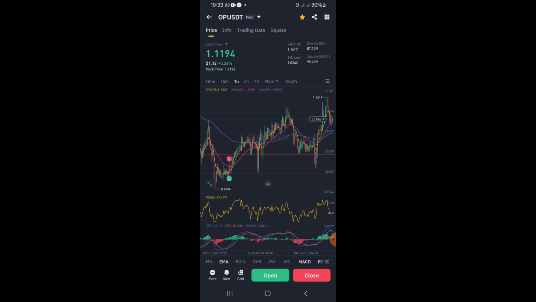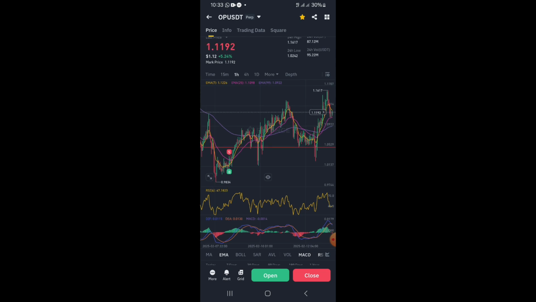So let me explain this MACD for you. We call it moving average convergence divergence. This is the MACD line.